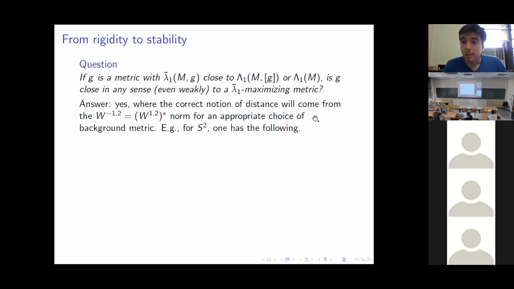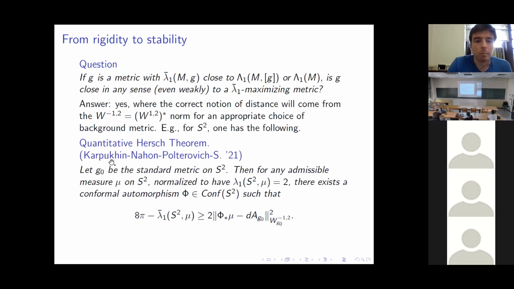So for instance, for S^2, for the classical Hersch inequality, we get the following quantitative version. This is with Mikhail Karpukhin, Mikhail Nahon, and Iosif Polterovich. If we take the standard metric on S^2, then for any admissible measure mu, normalize the first eigenvalue to be 2, just rescale so this is true. Then there exists some conformal automorphism of S^2 such that 8 pi minus the normalized first eigenvalue, so the gap, the distance from being maximal, is bounded from below by twice the conformal pushforward of mu by this conformal automorphism minus the area measure of the standard metric, in the W^{-1,2} norm for the standard metric, and then we square.